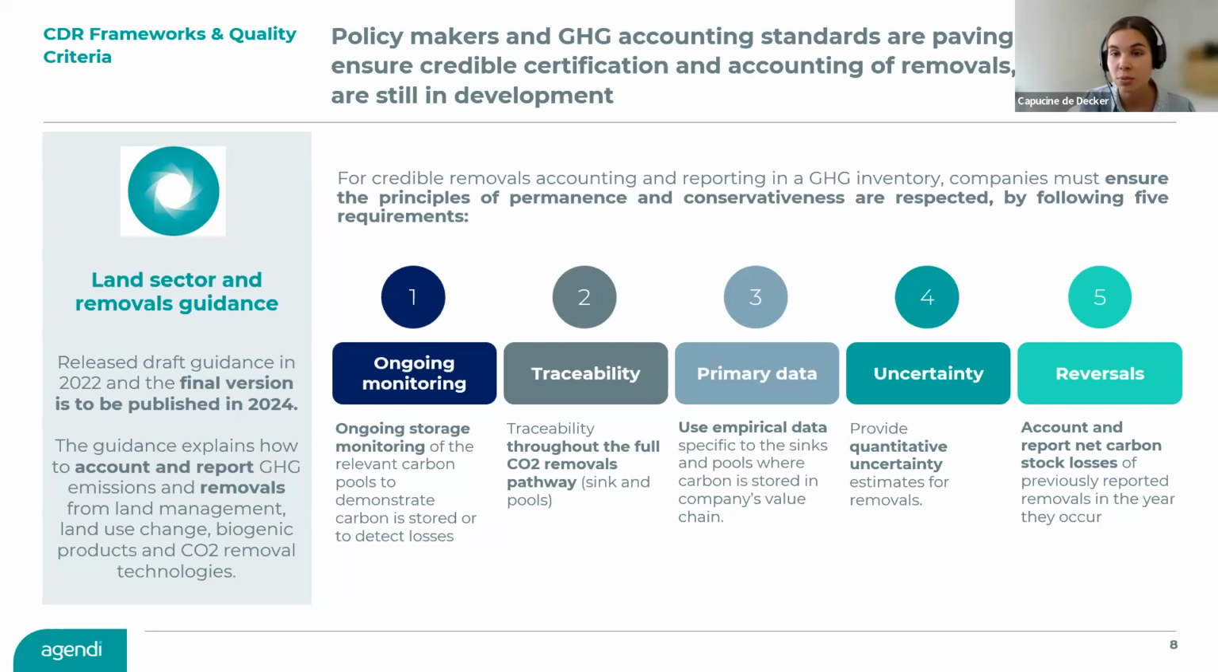The third requirement is primary data. Even though it can be a challenge to have good quality data to calculate the removal, the GHG protocol really encourages to use empirical data. The fourth one touches upon, of course, the conservativeness aspect, which is the uncertainty. So they require companies to provide a quantitative uncertainty estimate for removals. And the last one is reversals. So we know, of course, that a release of carbon can happen with some removal methods. And so the GHG protocol requires companies to account and report any carbon stock loss.